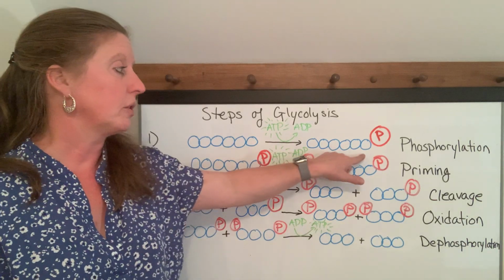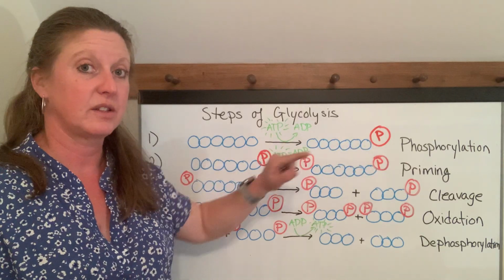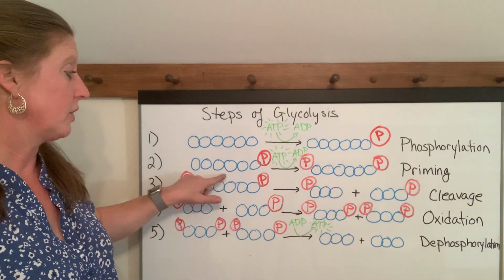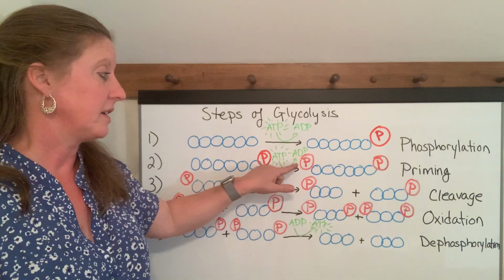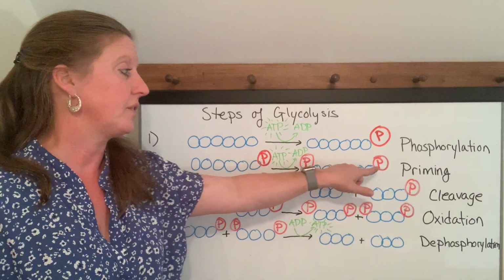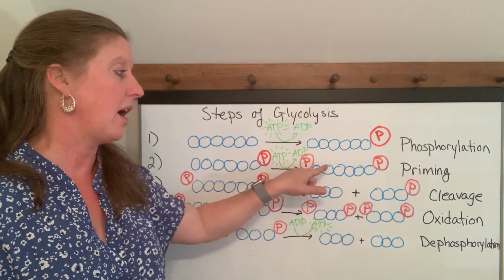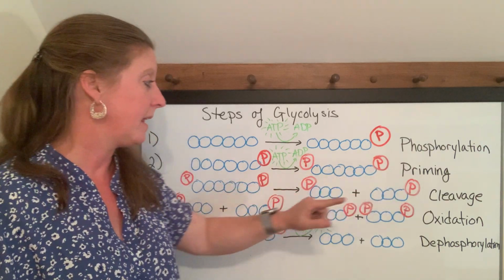Now, this glucose 6-phosphate, which gets its name because the phosphate is on the 6th carbon, then has the same thing happen to the other side. So we use a molecule of ATP to add another phosphate to the glucose molecule. So now it's symmetrical, and this is called priming.